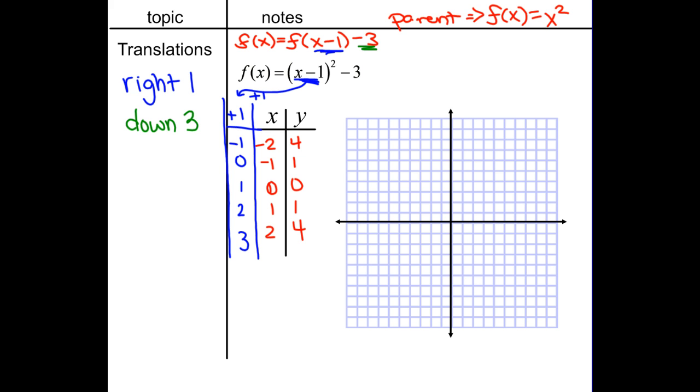For our y values, we need to look at what's changing in it. Since for our y values we're looking outside of the parentheses, right here we're going to think the same direction. We're going to subtract 3 from each of our y values. So what does that mean? We're going to get +1, -2, -3, -2, -3.